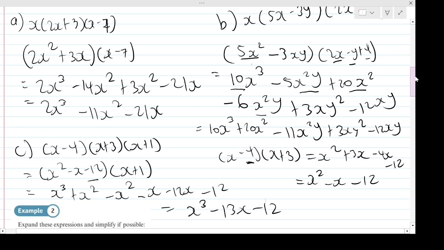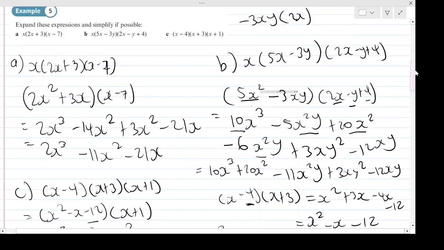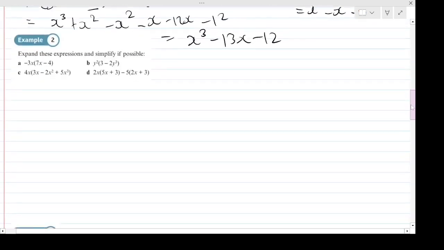Okay. So yeah, that's the strategy, right? We have multiple brackets. Don't forget it's the same method. You just work with the first set of double brackets, right? And then you times that result with the remaining brackets. Okay. So yeah, let's have a look at the next question.